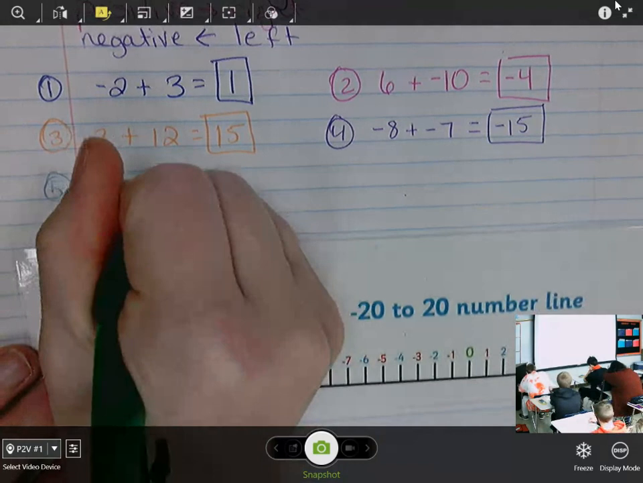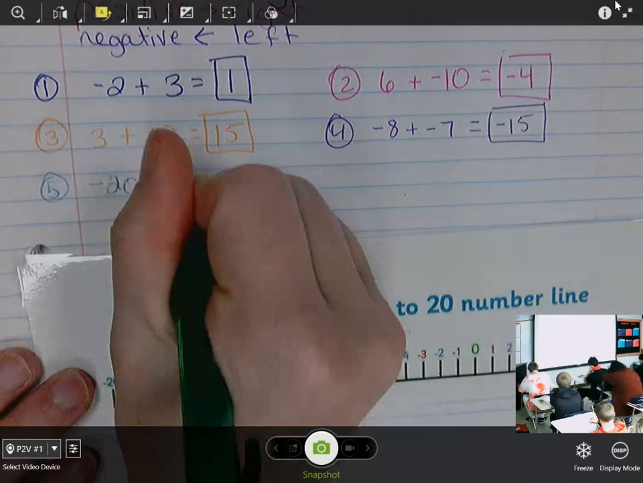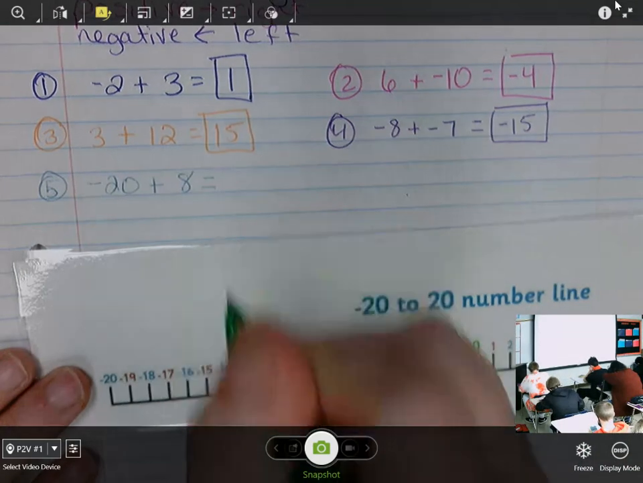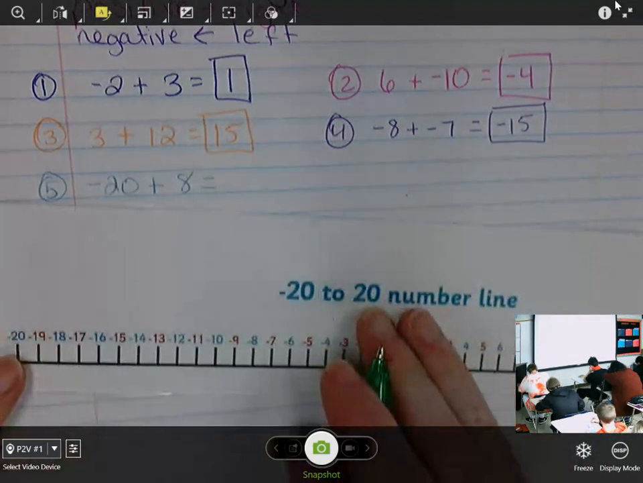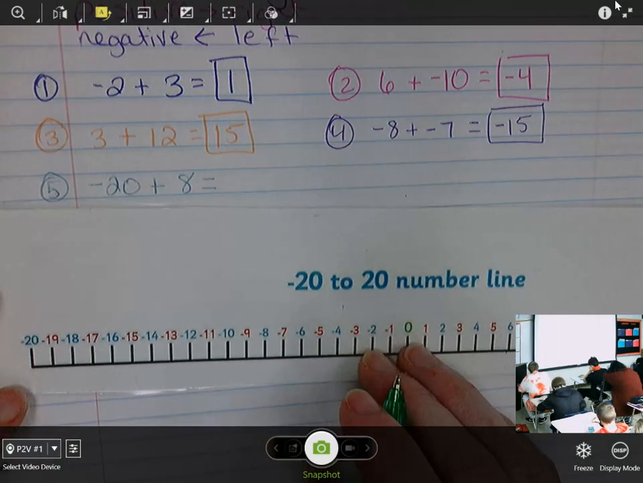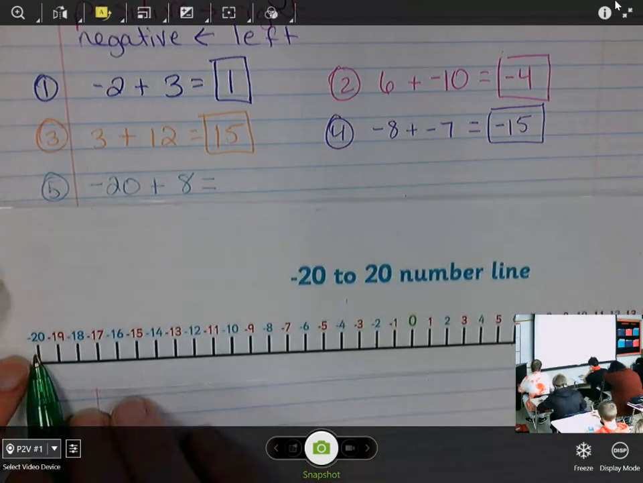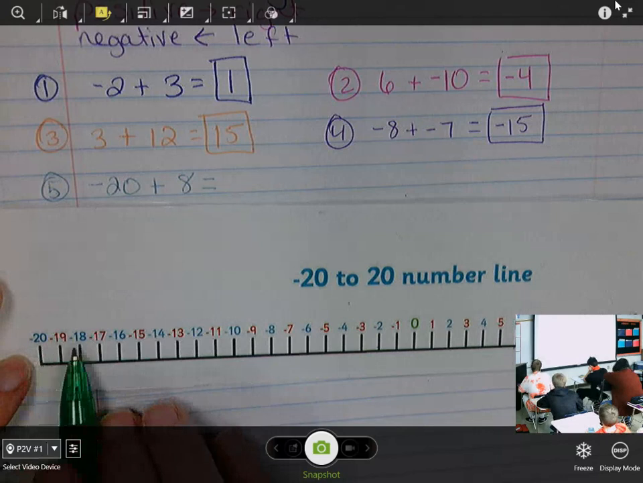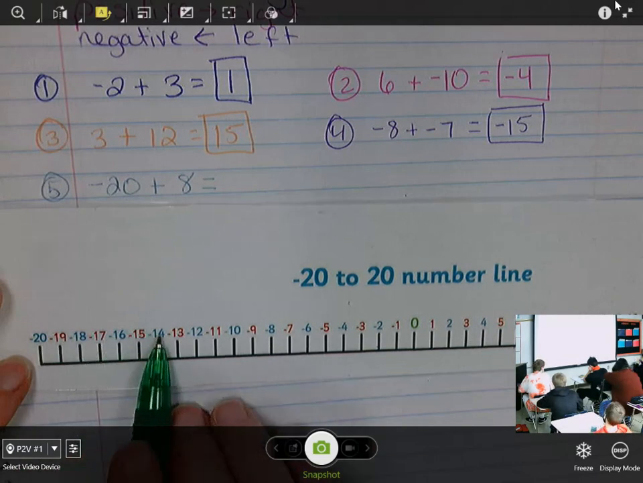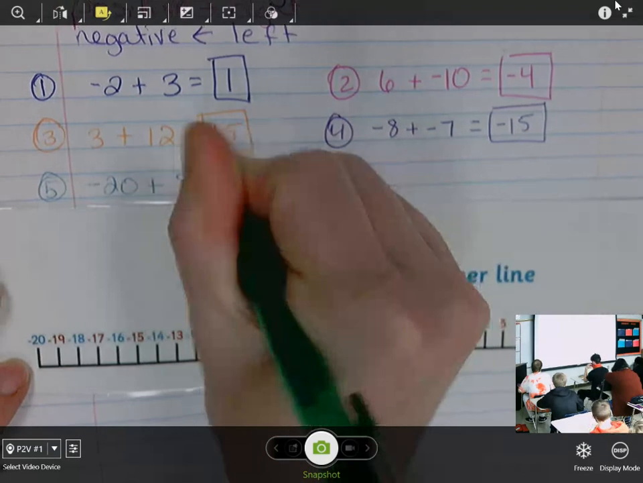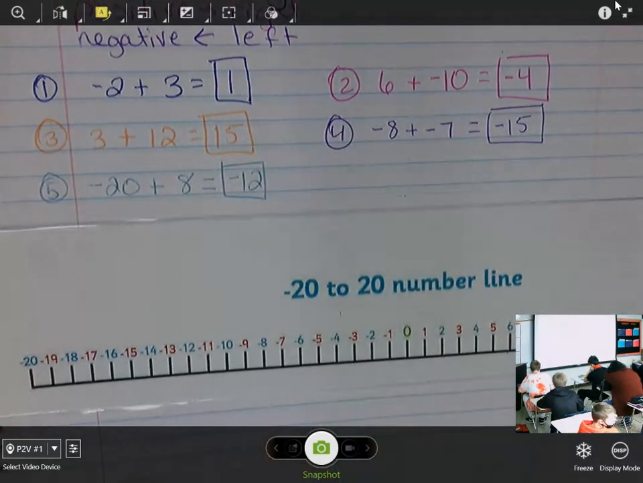Alright, number 5. Negative 20 plus 8. Ethan, where do I start? You start at negative 20. And then do I move to the left or right, Michelle? I move to the right. So there's 1, 2, 3, 4, 5, 6, 7, 8, which is negative 12.